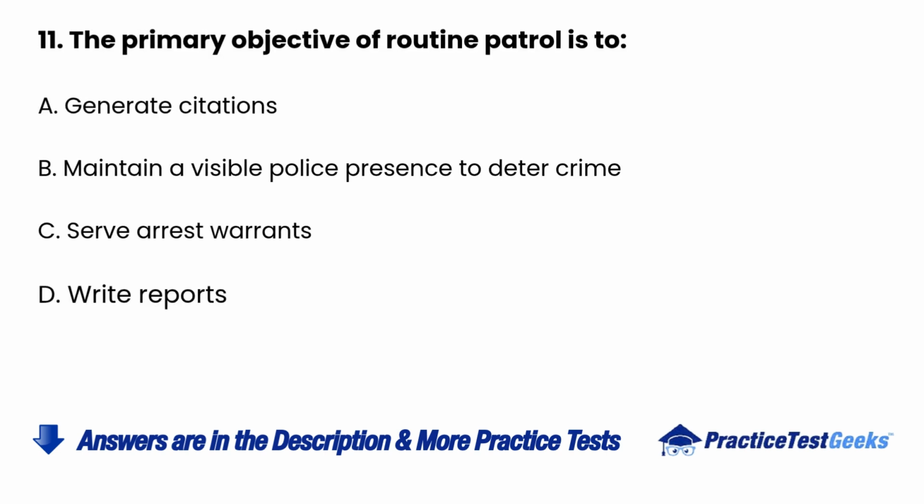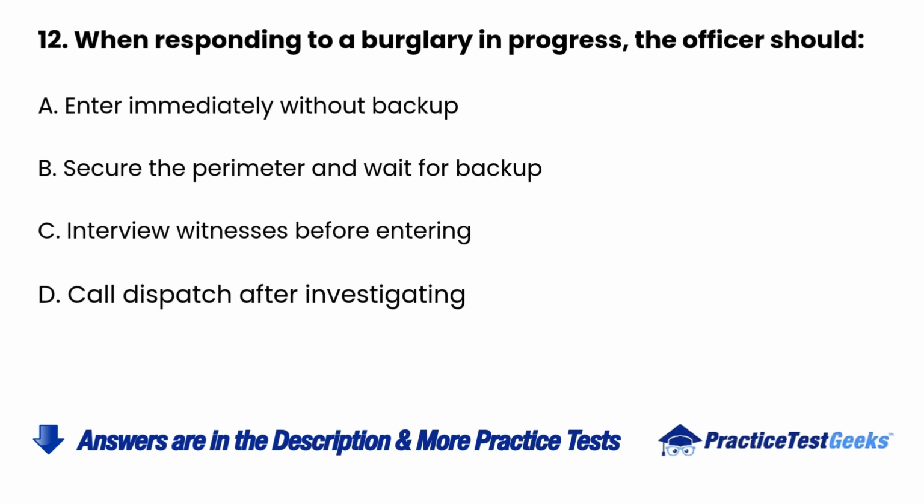11. The primary objective of routine patrol is to: A. Generate citations. B. Maintain a visible police presence to deter crime. C. Serve arrest warrants. D. Write reports.